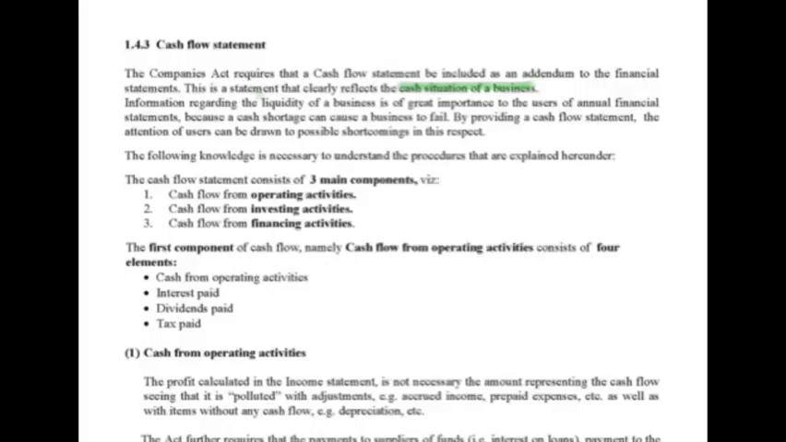Information regarding the liquidity of a business is of great importance to the users of annual financial statements, because a cash shortage can cause a business to fail. By providing a cash flow statement, the attention of users can be drawn to possible shortcomings in this respect. The following knowledge is necessary to understand the procedures that are explained hereunder.